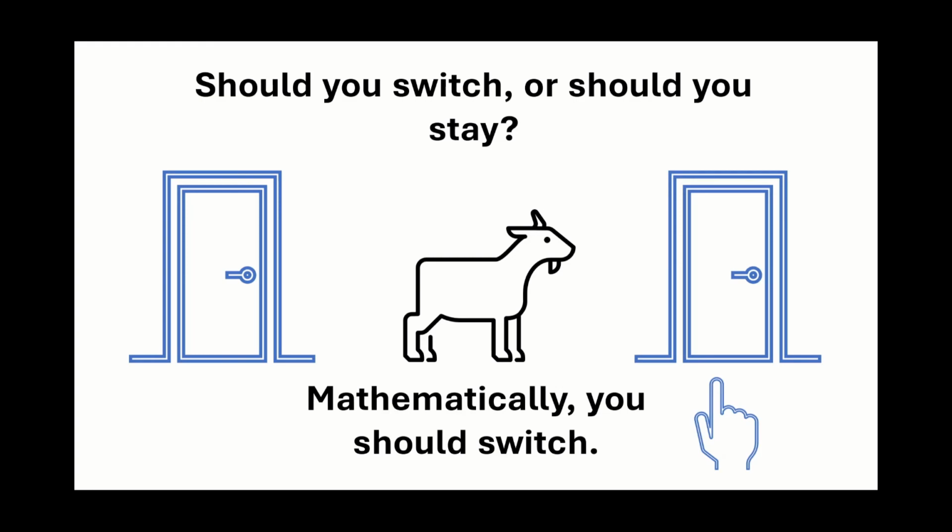Taking this to the extreme, if we have 1,000 doors and you chose one, you have 1 in 1,000 chance of getting a prize. But then the game host opens 998 other doors, and now you have a half chance of getting the correct prize. A half is bigger than 1 over 1,000.